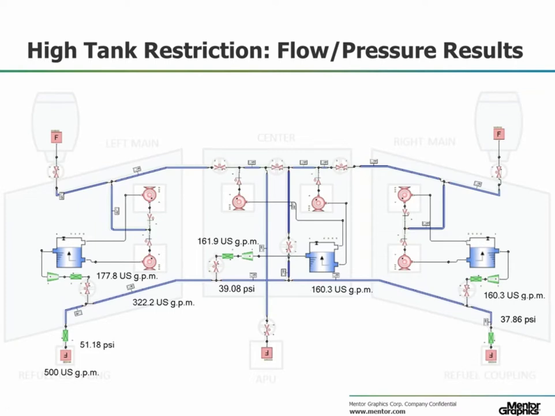Here are the results of volumetric flow rate, and indeed, the flow to each of the three tanks is much more in balance. However, due to the increased amount of loss, we've raised the required pressure to achieve our 500 gallon per minute flow rate significantly, from about 30 psi to over 50.